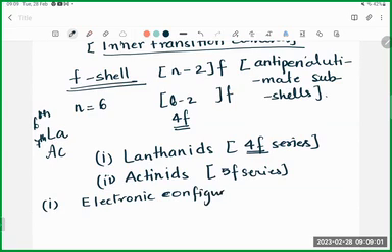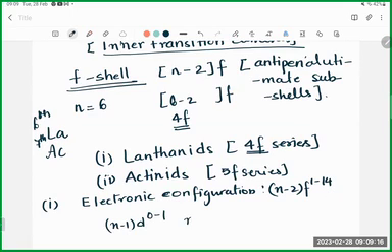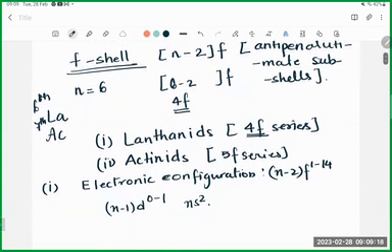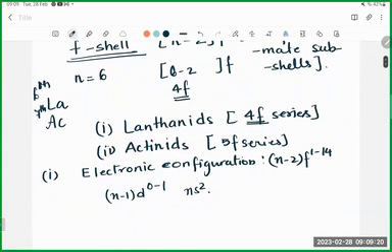So the general electronic configuration follows this sequence, in order: (n-2) f 1 to 14, because f can hold a maximum of 14, then (n-1) d 0 to 1 and ns 2. This is the general electronic configuration for the F block elements, written before mentioning the noble gas.